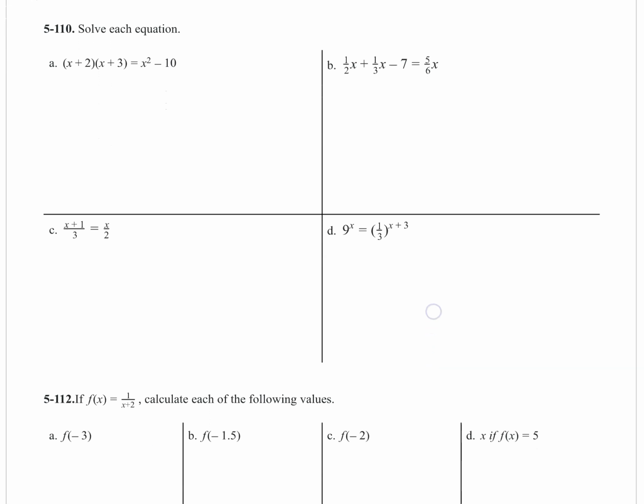Couple more. This is 5-110. Alright, so the way to solve this equation is by rewriting. So let's rewrite using FOIL. X times x is x to the power 2. FYI, you can also draw the box on this one. Either way is just fine. X times 3 is 3x. 2 times x is 2x. 2 times 3 is 6.